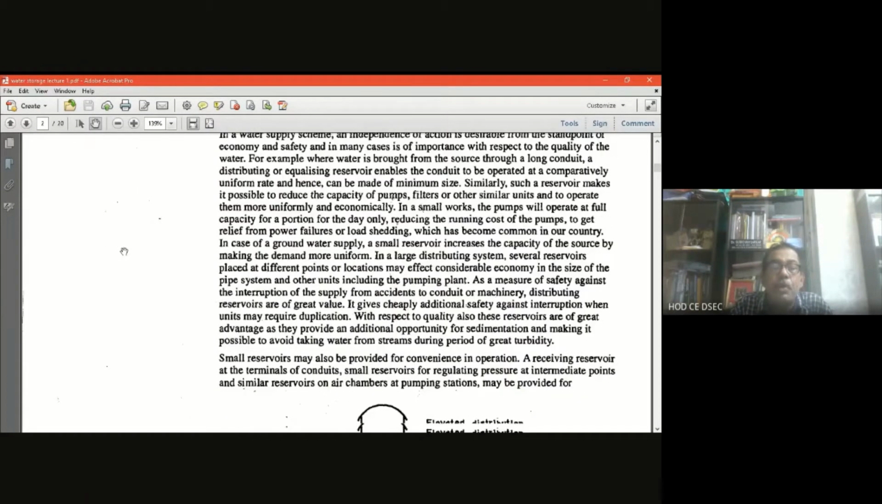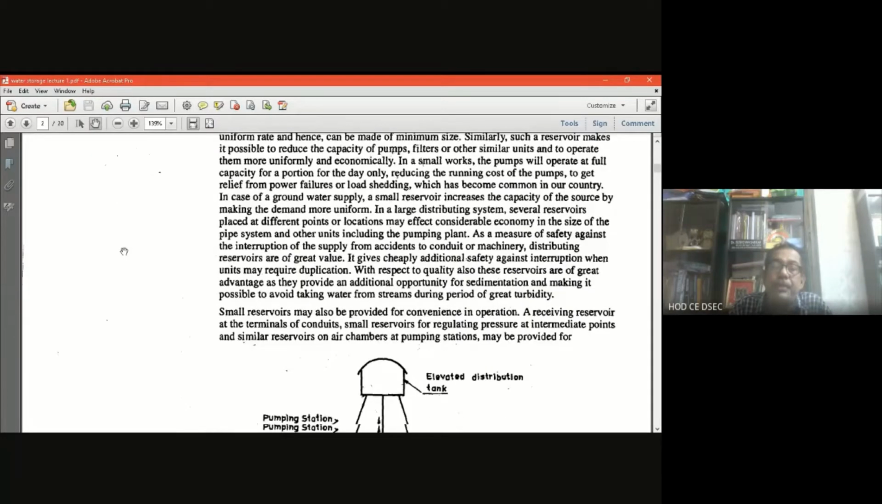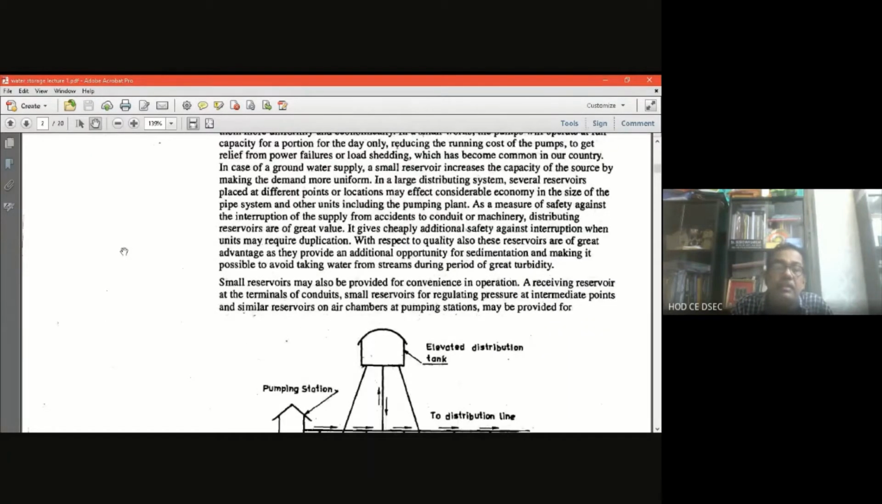Now, small reservoirs may also be provided for convenience of operation, such as receiving reservoirs at the terminal of conduits, small reservoirs for regulating pressure at intermediate points, and similar reservoirs in chambers at pumping stations.